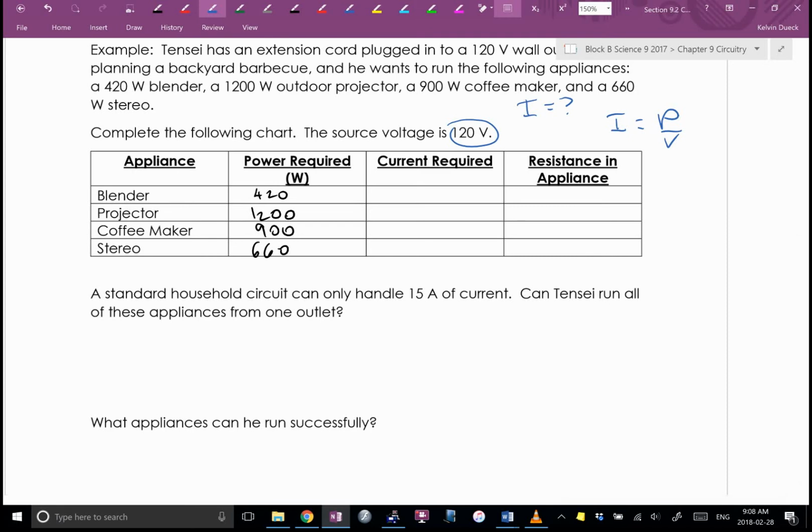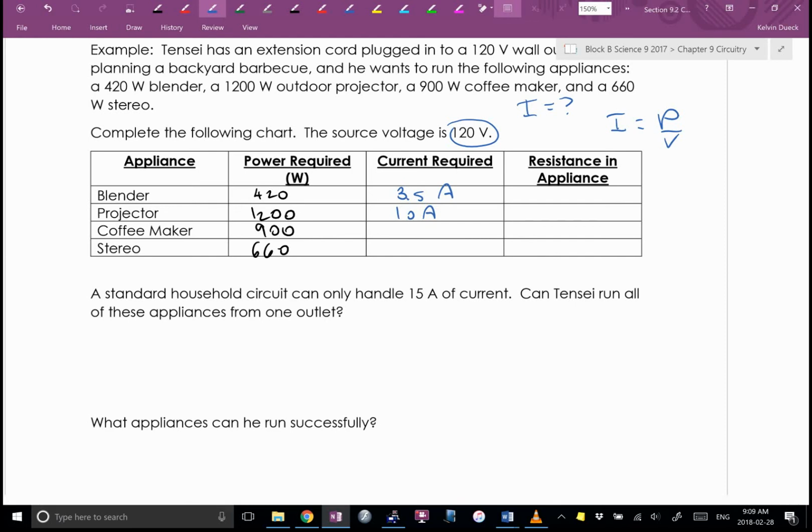Is it 2.66666? Double check me. No, 2.33333. How many amps? 3. Am I way off? 3.5 amps? Wow, that was way off. I can do projector in my head, 10 amps, yes? Double check me, but it is 10, is it not? 1200, on your calculator, right? 1200 divided by 120? Yeah.